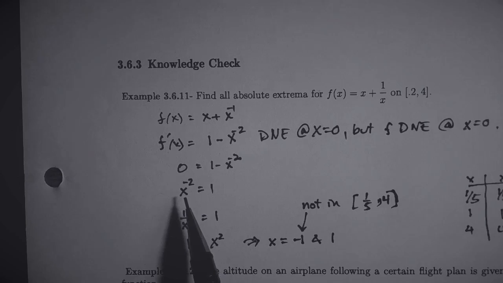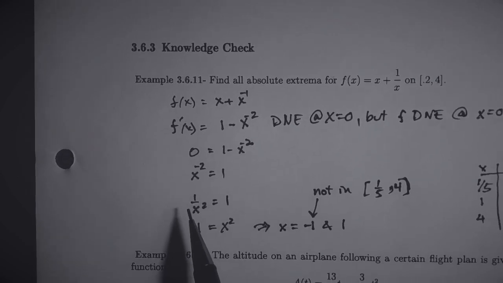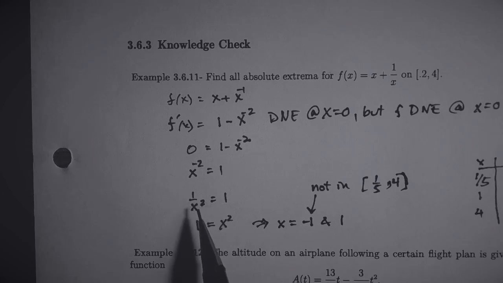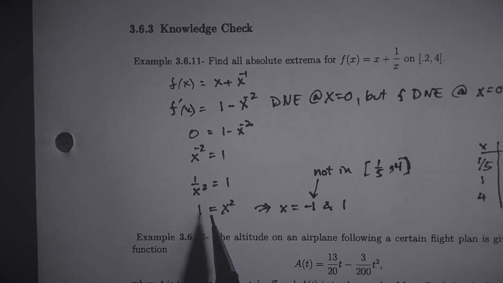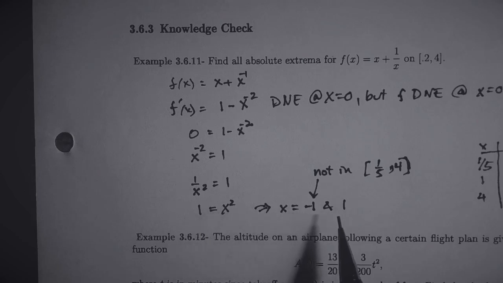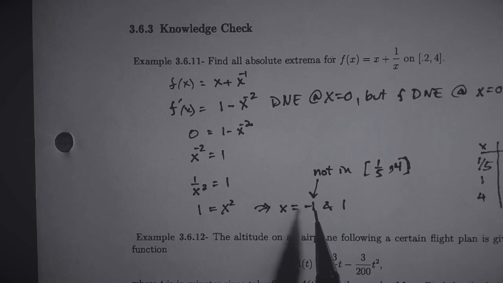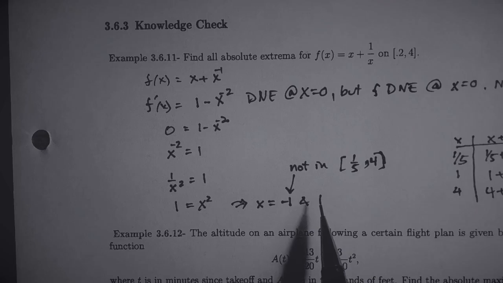And sometimes I think it's easier to write this without negative exponents. This just means 1 over x squared is 1. Okay, I'll multiply both sides by x squared. Maybe I went a long way to get here, but x squared is 1. What are the solutions? Well, x squared is 1 only when x is -1 or 1. Furthermore, -1 isn't in our interval. So that's the only critical number in our interval.